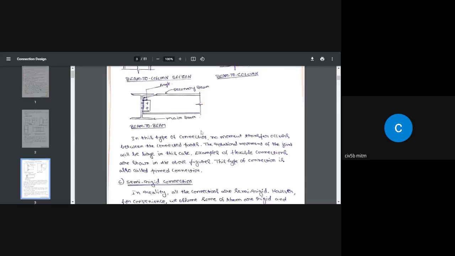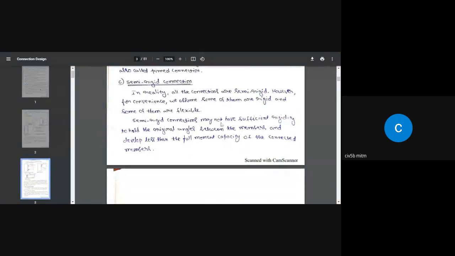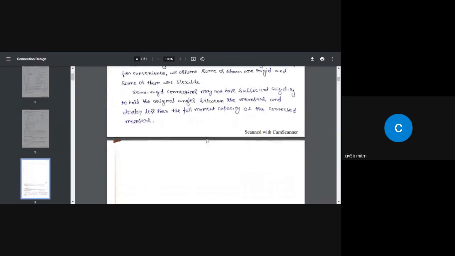So how to make it semi-rigid? To what degree, to what extent? We can make it 50% semi-rigid, or 75%, or 25%. That depends on the requirement. Because it is beyond your syllabus, you don't have to worry about all these things.